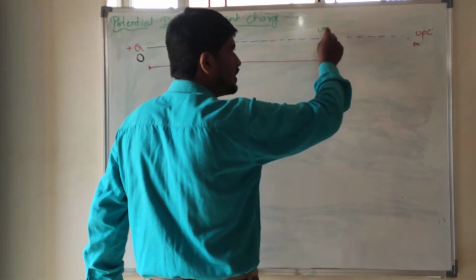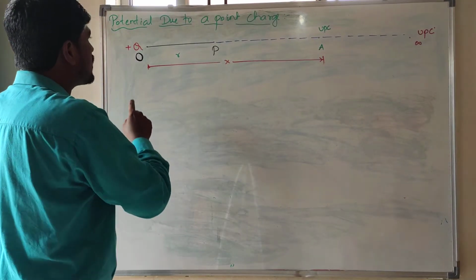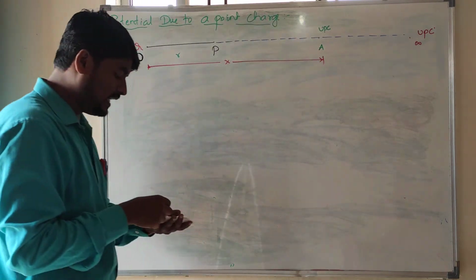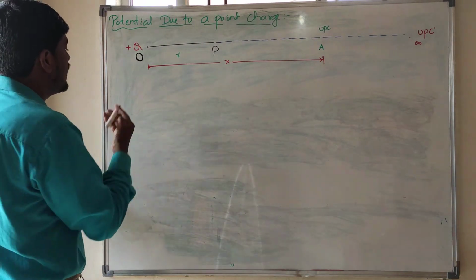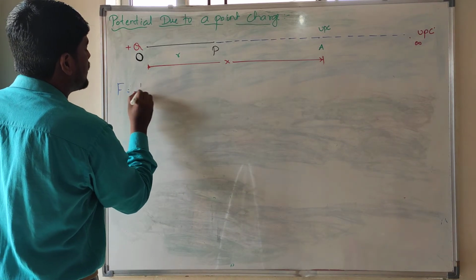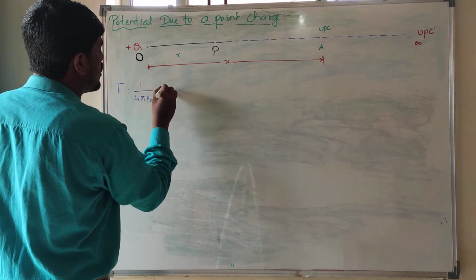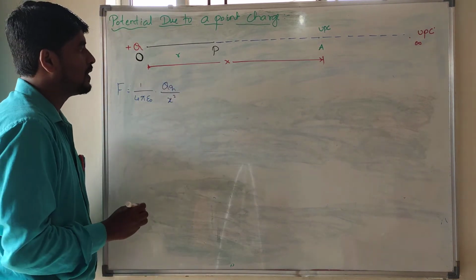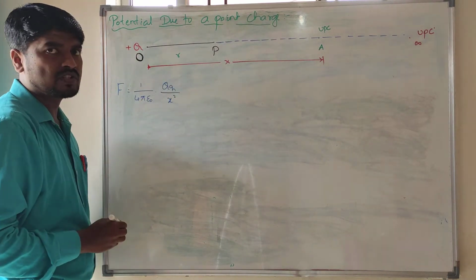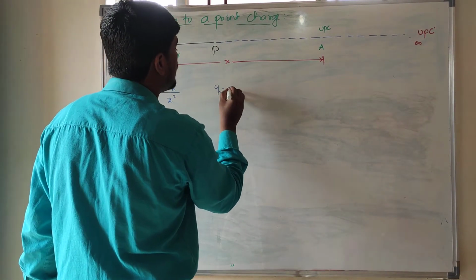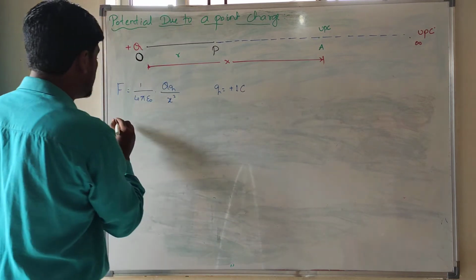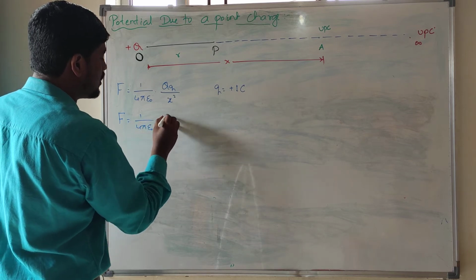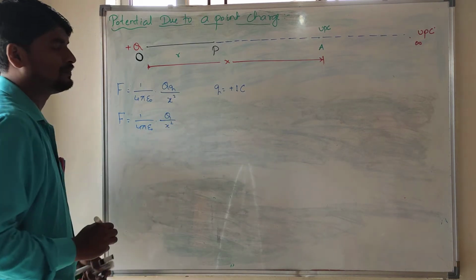Now the UPC is here. The electrostatic force between the charge plus Q and the UPC is given by F is equal to 1 by 4 pi epsilon naught into q divided by x square. Be careful, this is now x square. What does the small q indicate? Small q denotes here the UPC. Since we know that q is equal to plus 1 coulomb of charge, if I rewrite this, I get F is equal to 1 by 4 pi epsilon naught into Q by x square.